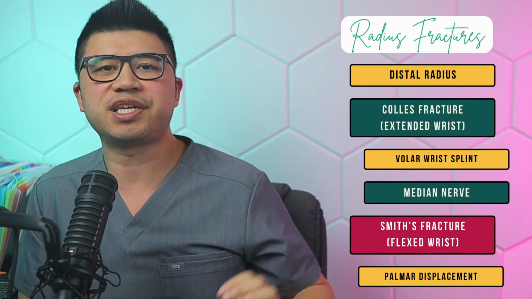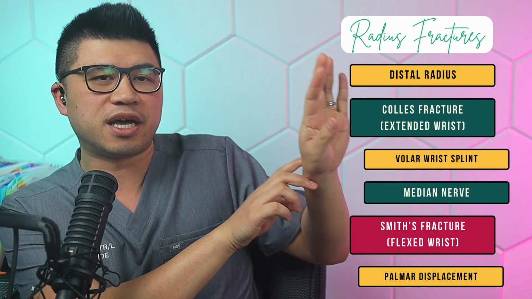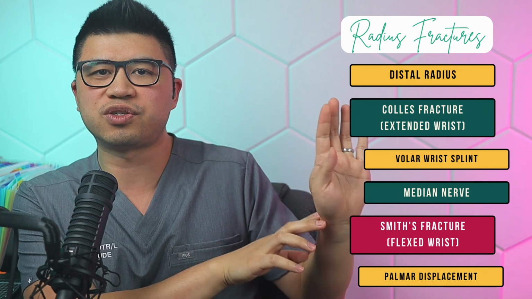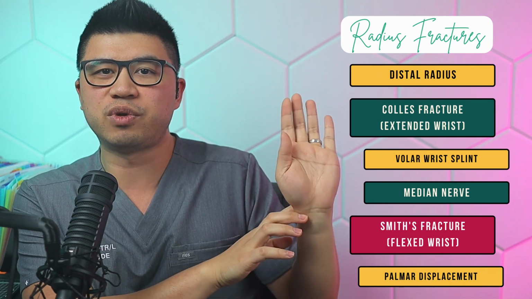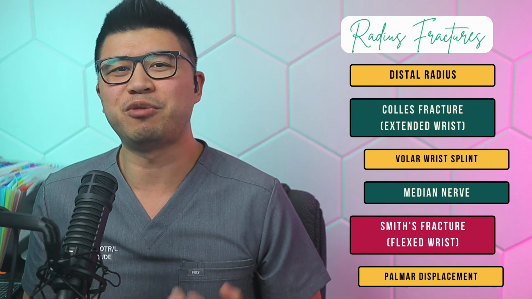Next is the radius, and more commonly, the distal radius is fractured as people often reach out and use their wrist to catch or break their fall. An extended wrist results in a Colles fracture with dorsal displacement of the wrist. Because a Colles fracture results in dorsal wrist displacement, you would use a volar wrist splint for temporary immobilization.